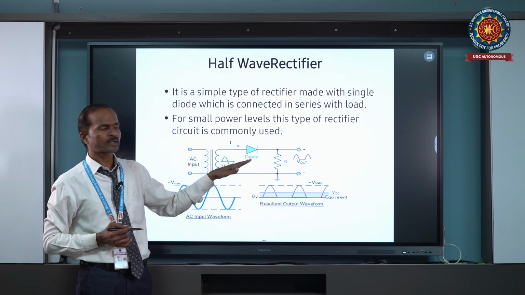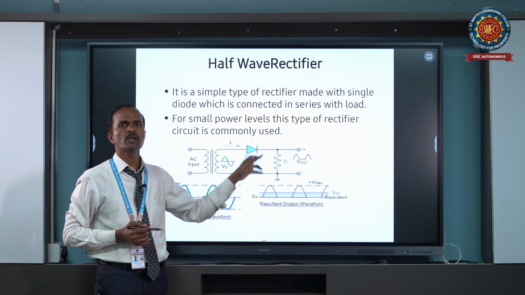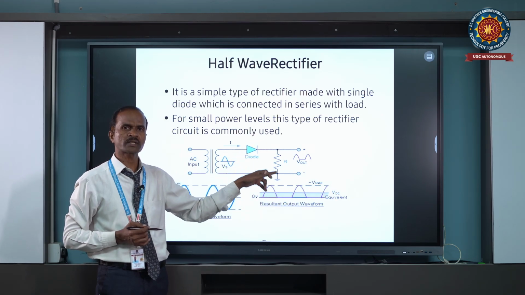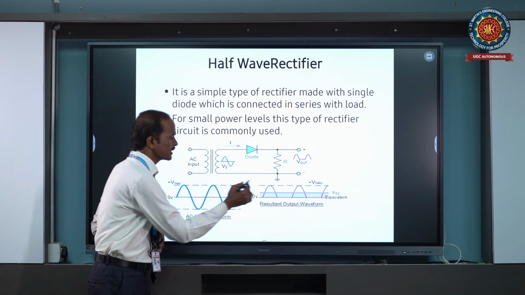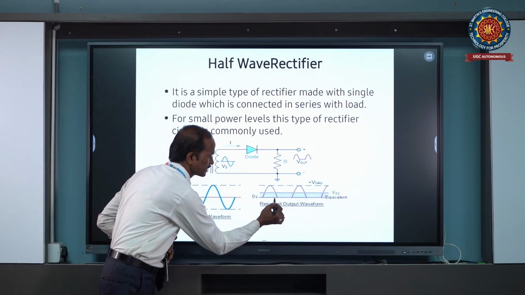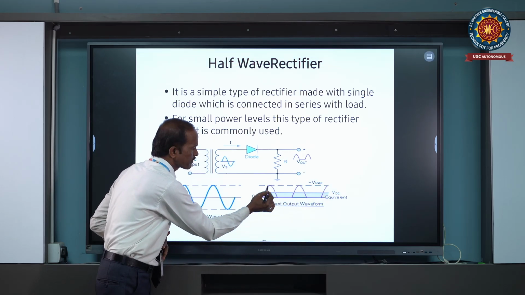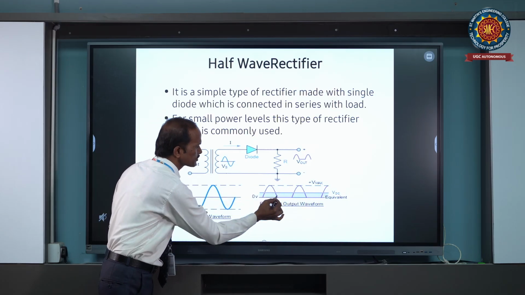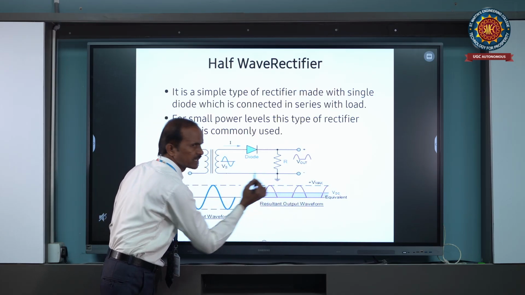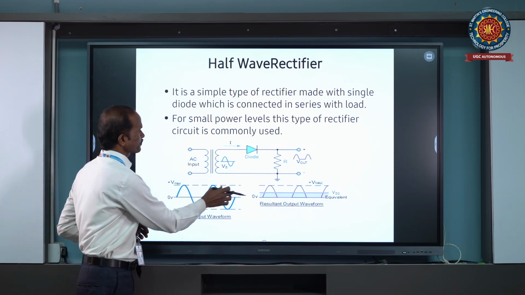Because of the open circuit condition, no current passes through the load resistor. Because no current passes through the load resistor, no voltage is developed across the output. That is represented with this waveform. So this is the output of a positive wave, nothing but during the positive half cycle we get the output, and during the negative half cycle we are not getting any output voltage here.